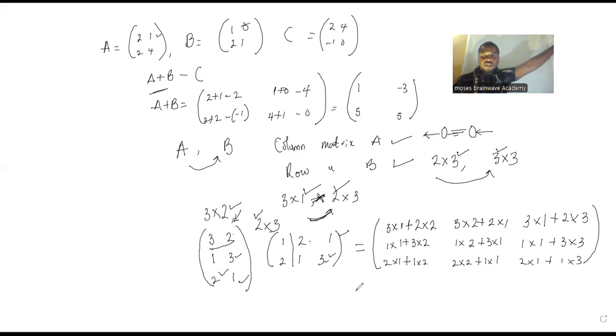So it's straightforward. Here we're going to have 3 plus 4, 6 plus 2, 3 plus 6, 1 plus 6, 2 plus 3, 1 plus 9, 2 plus 2, 4 plus 1, and lastly, 2 plus 3.